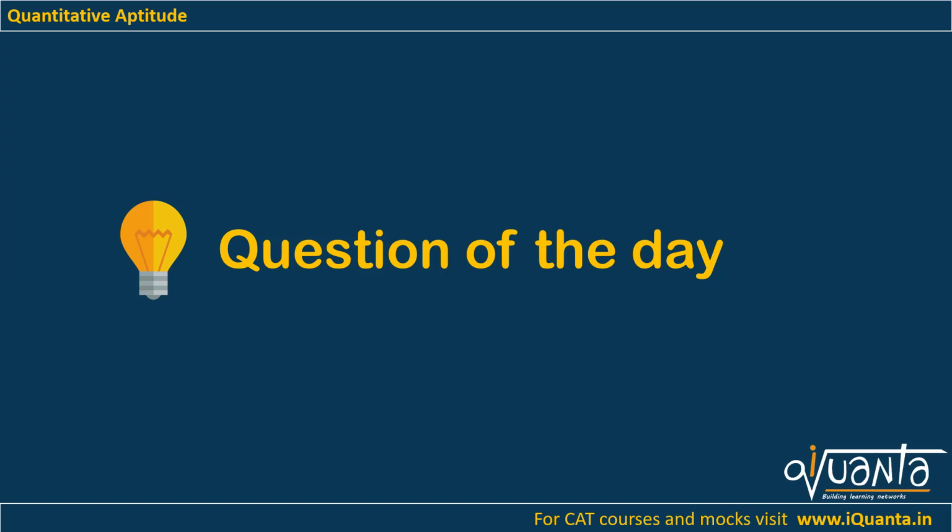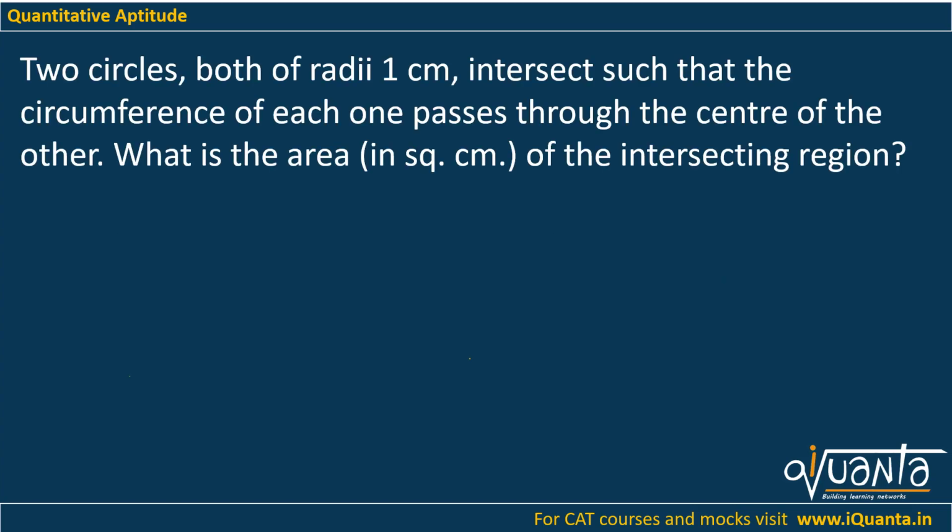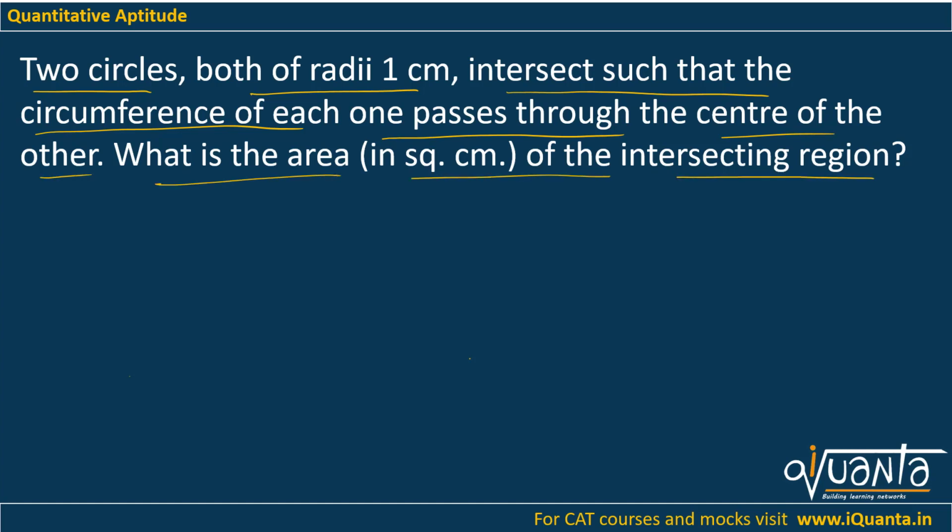Hello everyone. In this video we'll again solve a geometry question. It is a Pascal question and we'll be looking into a few components of a circle like sector, segment and all. So the question is: two circles both of radii 1 cm intersect such that the circumference of each one passes through the center of the other. What is the area in square centimeters of the intersecting region?